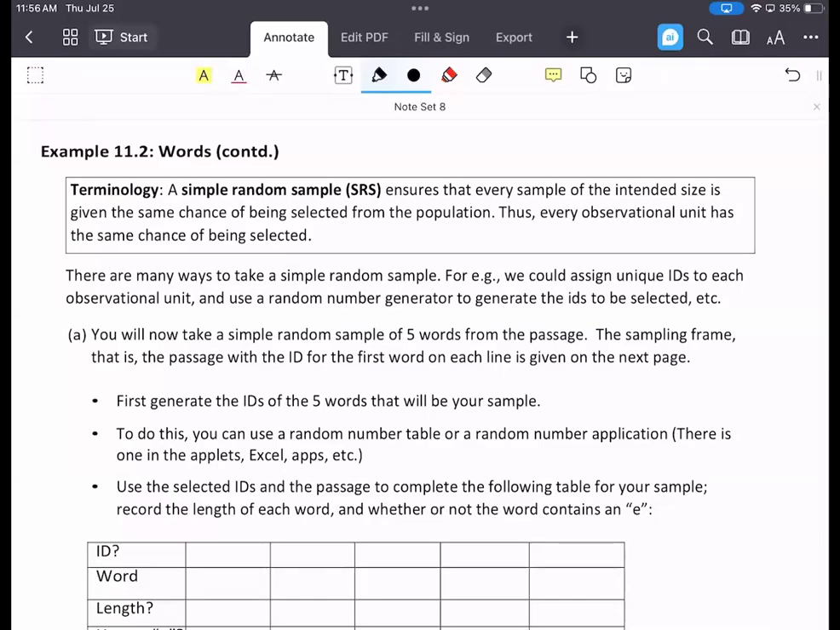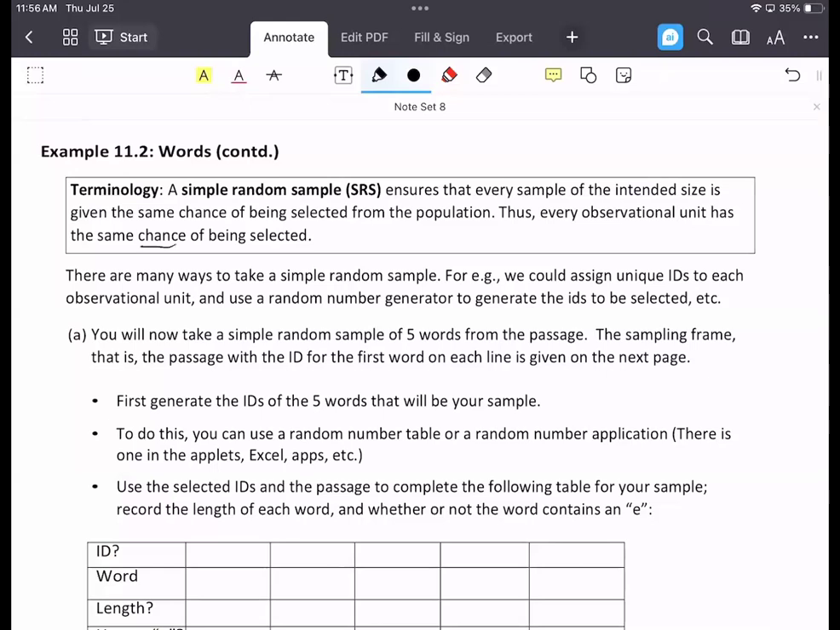So to get away from biased sampling, what we're interested in is using something that's unbiased. What we're going to look at is a simple random sample to start with, frequently referred to as SRS. What that does is ensure that every sample of the intended size is given the same chance of being selected from the population. Thus, every observational unit has the same chance of being selected.